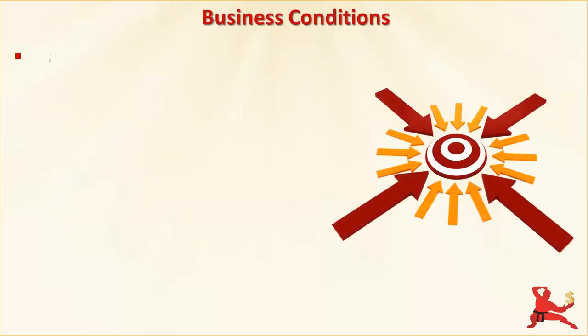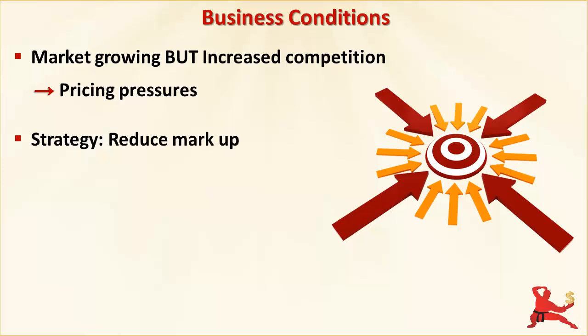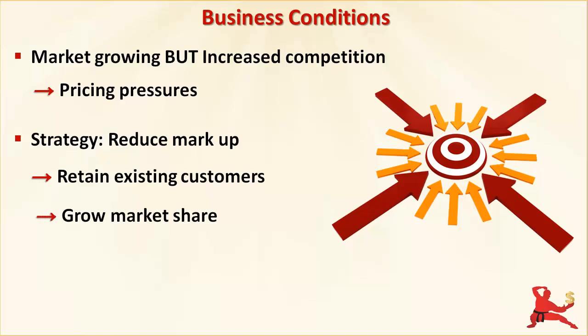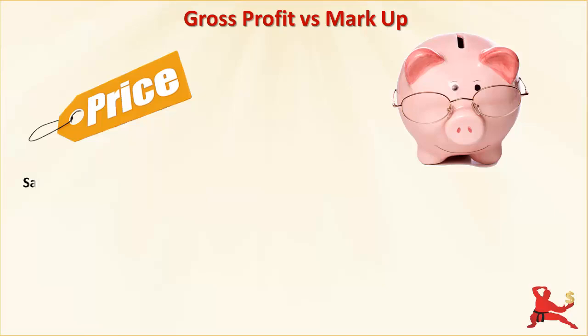Now let's set the scene for the next stage of our business growth. We've had a good run so far. We've enjoyed pretty fat profit margins. The widget market is still growing, but it's becoming more competitive. There are many new competitors, as well as an increase in suppliers of the widget. The result is downward pressure on prices. Let's say our strategic response is to reduce our selling price to stay competitive. We want to keep our existing customers, and we believe we can grow market share profitably even at the reduced margins. First, let's look at the difference between markup and gross profit.